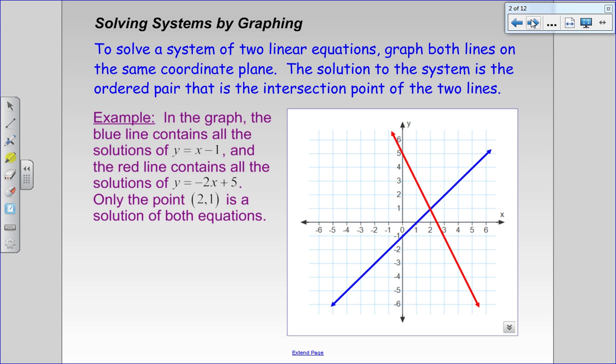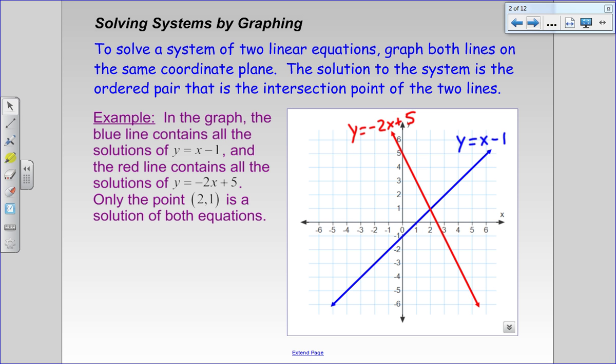The blue line is the graph of the equation y equals x minus 1. Remember that a line indicates all the solutions of an equation. So every ordered pair that falls on that blue line is a solution of that equation, y equals x minus 1. The red line is the graph of a different equation, y equals negative 2x plus 5. And all the points on the red line, all those ordered pairs, are solutions of that equation.